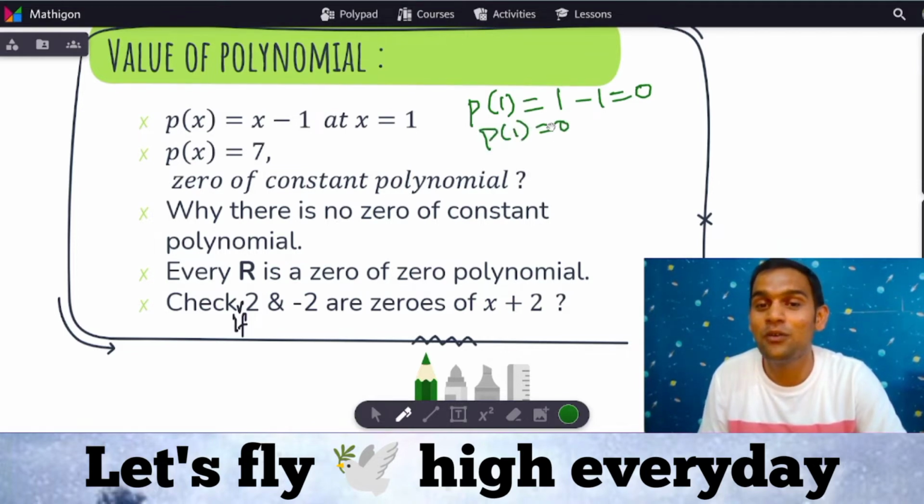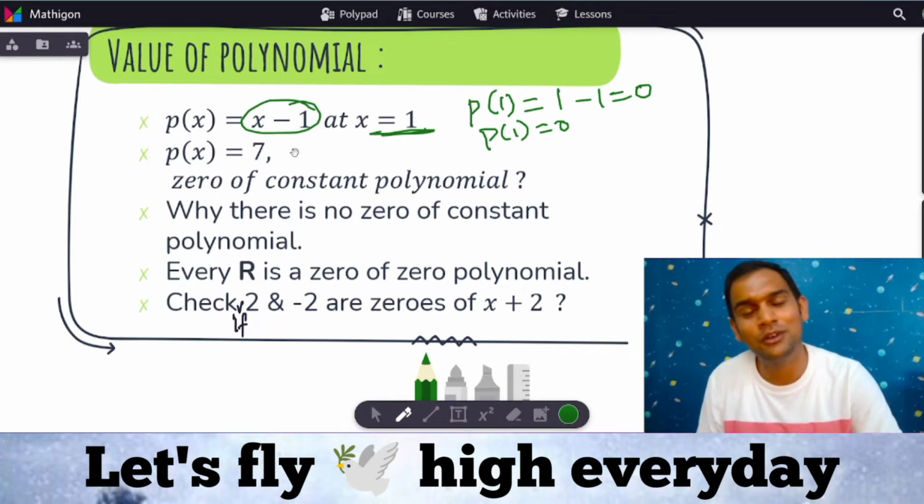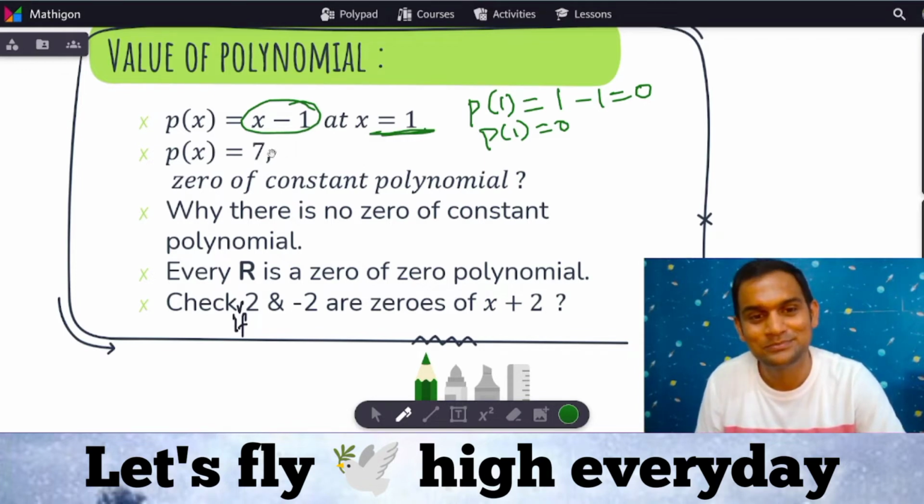That means over here 1 is the zero of the polynomial x minus 1. Yes. So now the question arises: what is the zero of a constant polynomial? What is the zero of a constant polynomial? Is there any possible value?